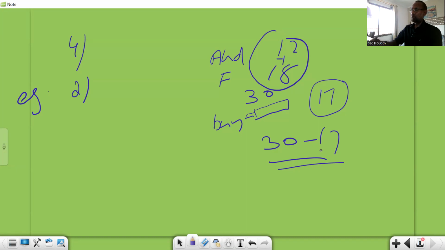That means, what is that? 13. No, it's not minus 13. 13 minus 17. 30 minus 17. 13. This is a teen word. This is not a teen word. You know the teen words?